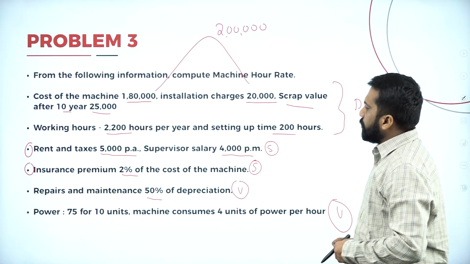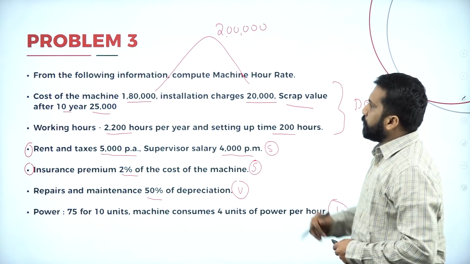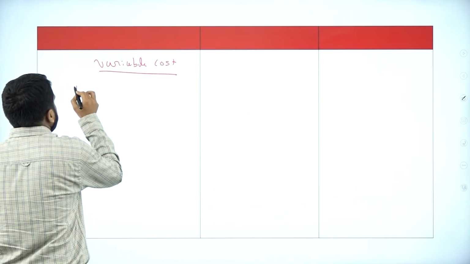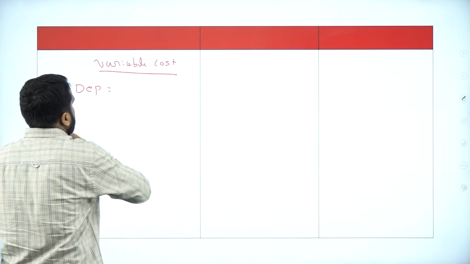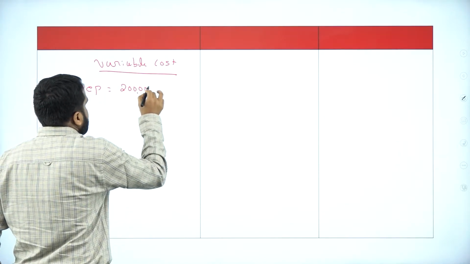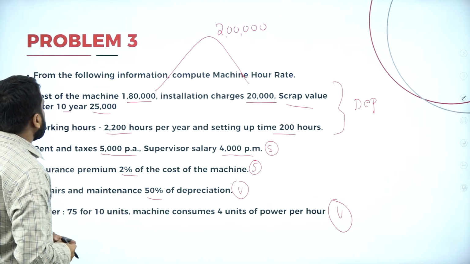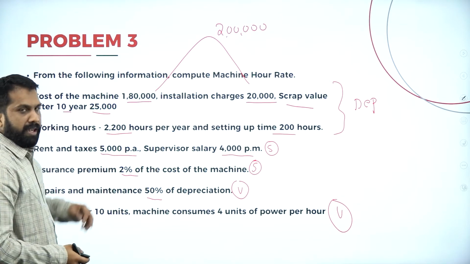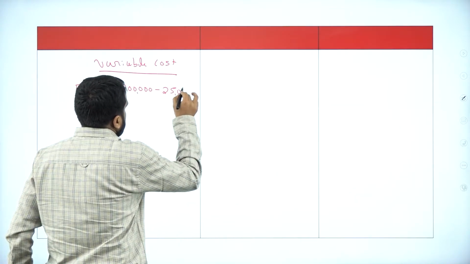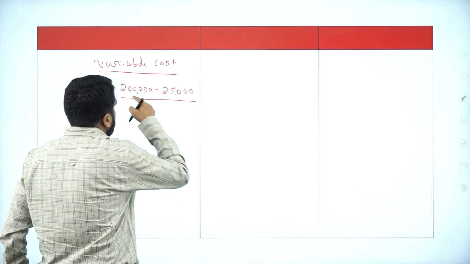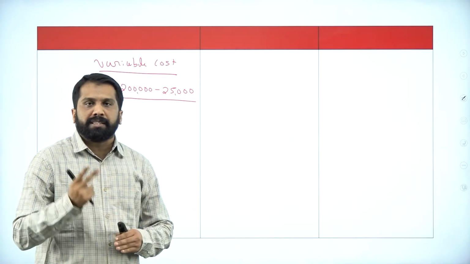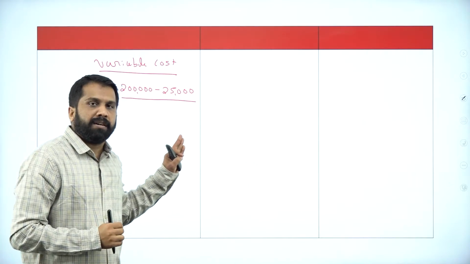Now, first one, before repair and maintenance, we'll go for depreciation. What is the cost of the machine? 2 lakh. What is the scrap value? Your scrap value is 25,000. How did you get 2 lakh? 1,80,000 plus installation charges 20,000. That is also part of your cost.